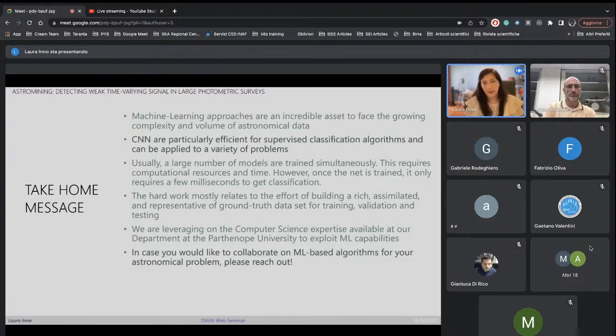And the most difficult part really is building a rich simulated dataset that is also representative of the ground truth. For this work, we are really leveraging the computer science expertise in our department. And in case you would like to collaborate on machine learning based algorithms for your astronomical problem, please reach out.